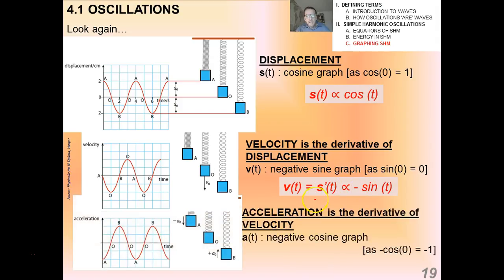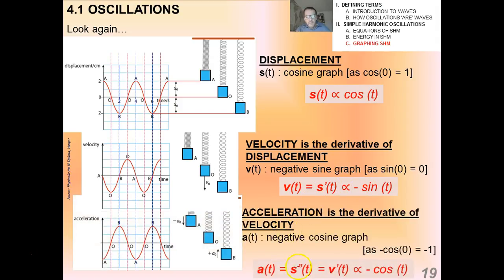That's a negative sign. Acceleration is the derivative of velocity, or the second derivative of the displacement. You get a negative cosine t.